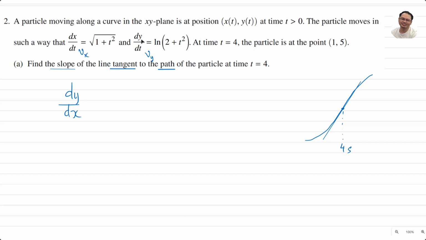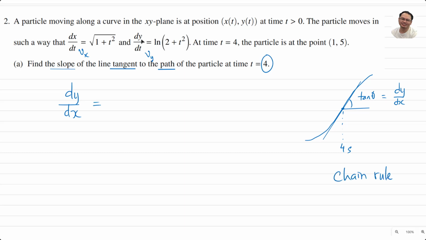So the slope of this tangent at this position, meaning the tan of this angle, is the differentiation dy over dx at that time. After finding this differentiation dy over dx, we need to plug the value t equal 4 seconds into it. According to the given statement of the problem, we do not have dy over dx directly, but we can use the chain rule to find it.